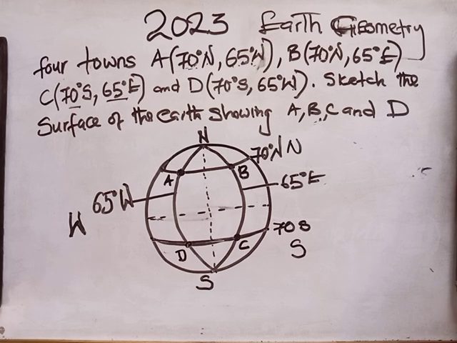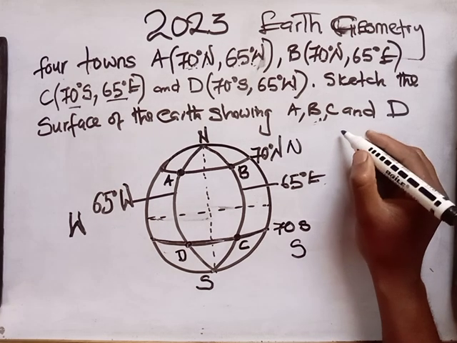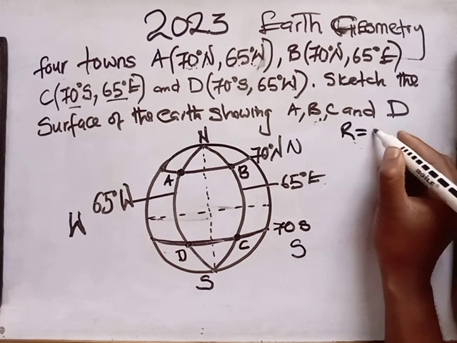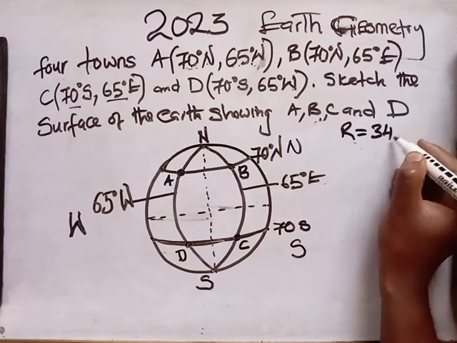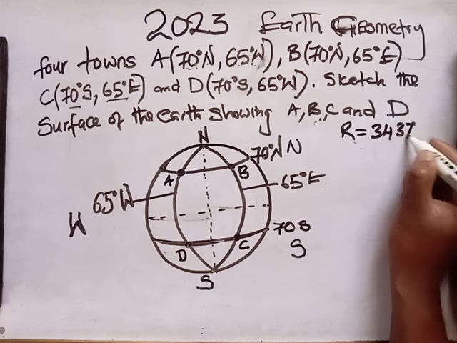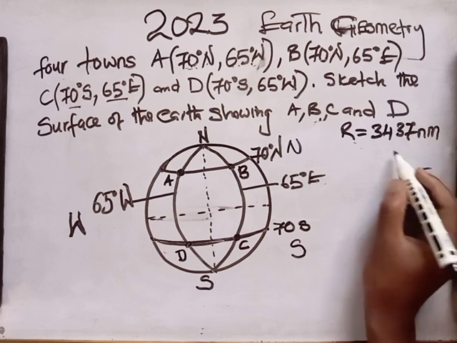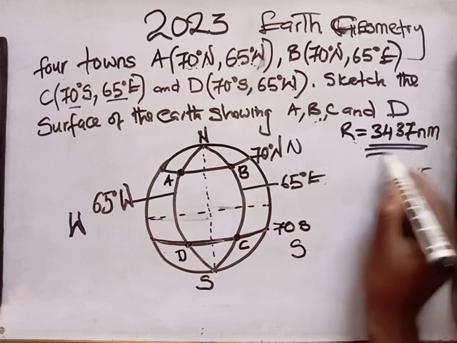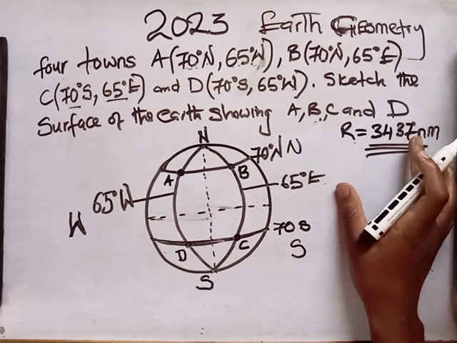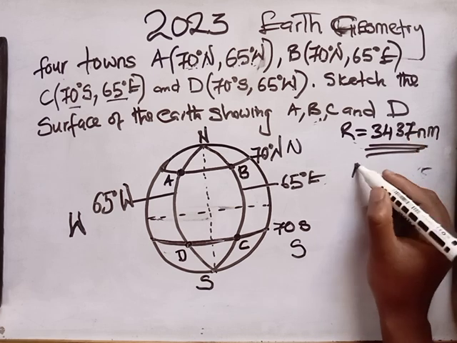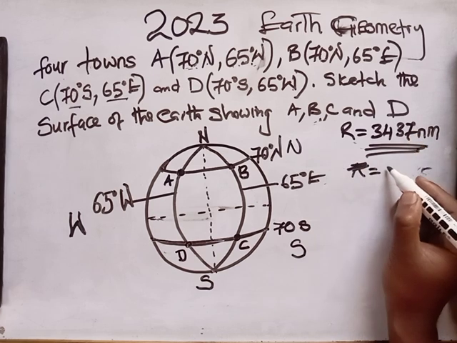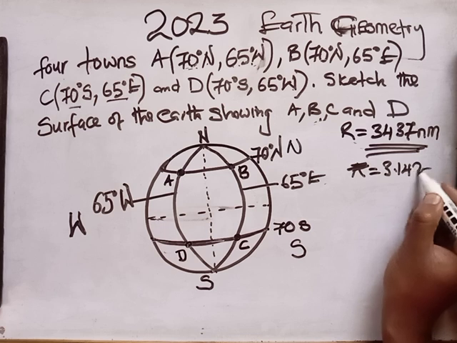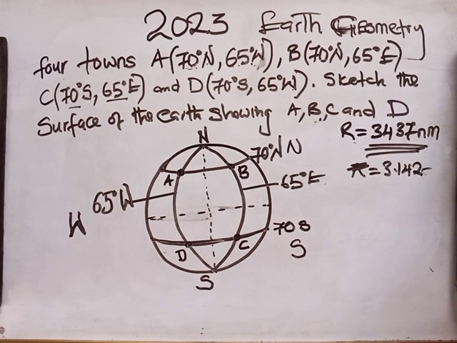We are told that the radius is equal to 3,437 nautical miles. If you are given this, it means you must calculate the distance in nautical miles. And pi is equal to 3.142.